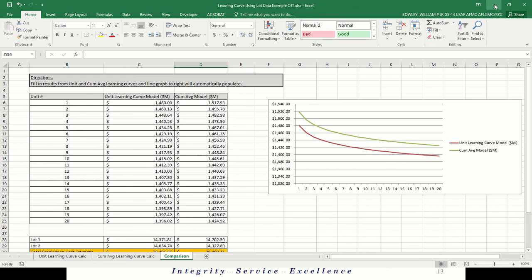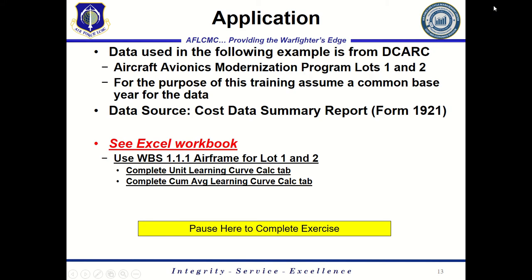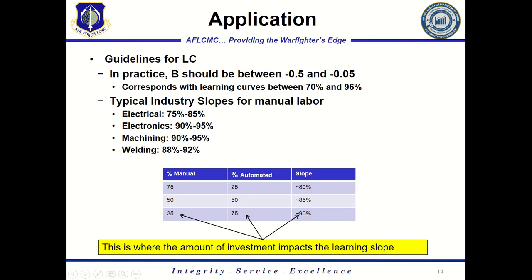Okay, and now let's jump back to the briefing. So again, there's some general guidelines for the application of learning curves. We've gone through an exercise. Here are some typical learning curve amounts, right? When you see industries, if you're dealing with electrical type of labor, we would usually expect to see 75 to 85% as your learning curve.